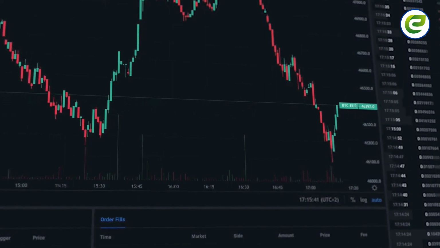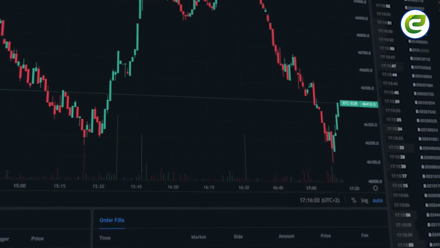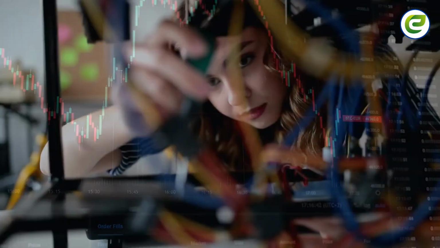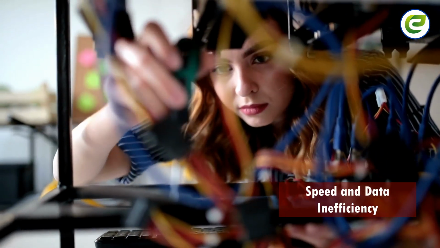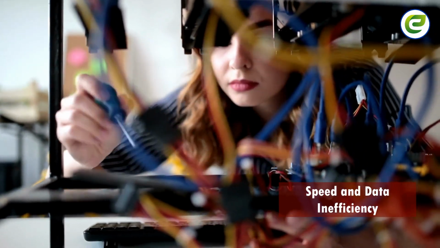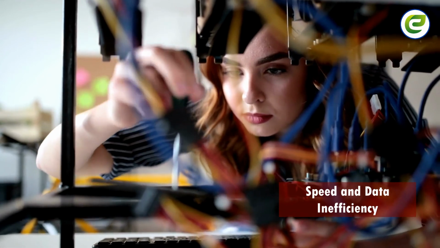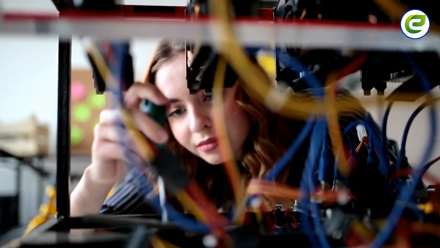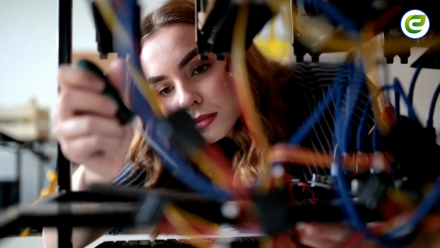For example, Bitcoin mining farms have been set up to use solar power, excess natural gas from fracking sites, or power from wind farms. Speed and data inefficiency. Bitcoin is a perfect case study for the possible inefficiencies of blockchain. Bitcoin's POW system takes about 10 minutes to add a new block to the blockchain.